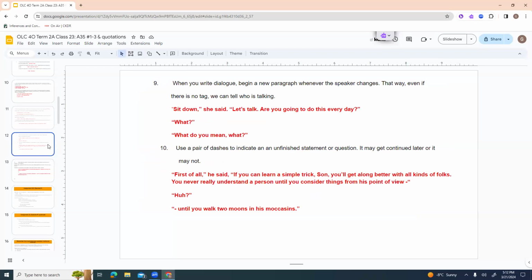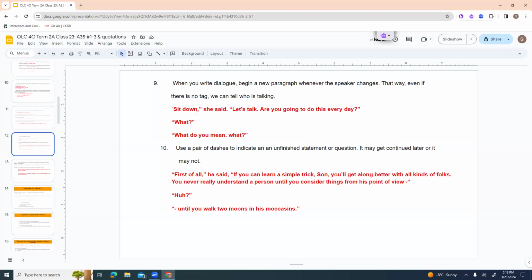When you write dialogue, begin a new paragraph whenever the speaker changes. That way, even if there's no tag, we can tell who is talking. So for example, "Sit down," she said. "Let's talk." "Are you going to do this every day?" "What?" "What do you mean, what?" So each time a new line starts, someone else is talking. So here, the girl's talking, someone else is responding, and then she's talking back. They're taking turns, basically. You'll see that really commonly in novels.